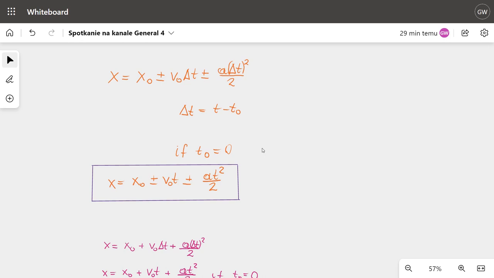We see that if velocity vector or acceleration vector are directed the same as x-axis, we have plus here or here. When these vectors are opposite to x-axis, we have minus here or here.